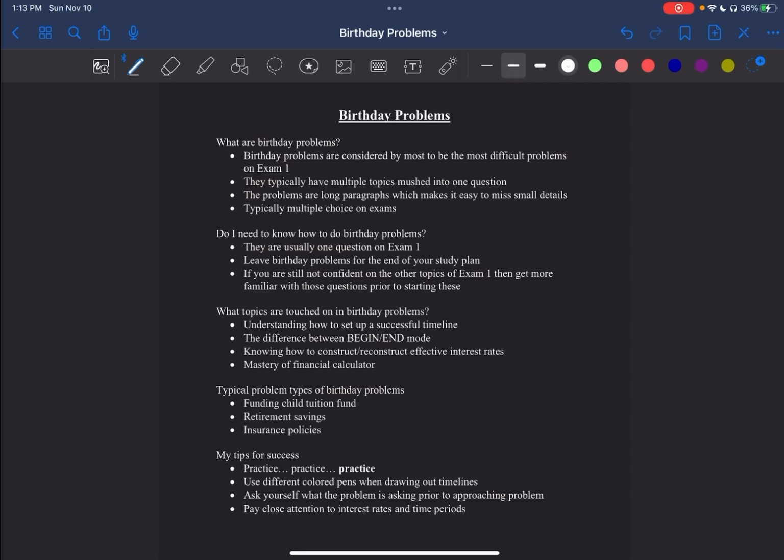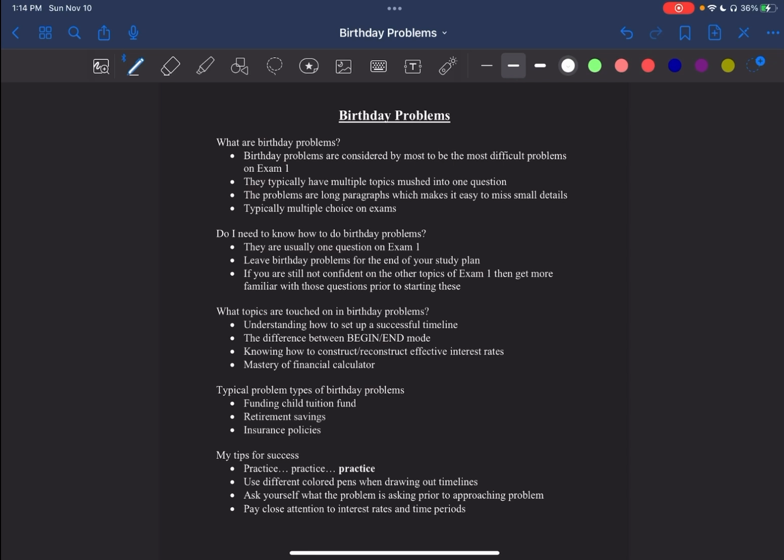points. So I would recommend mastering all the prior concepts. You can get those points as they're much easier questions than these. And also because this compiles all of the past topics from the exam, making sure that you know how to do all of them is essential in getting these questions right. So what type of topics are going to be touched on in the birthday problems?